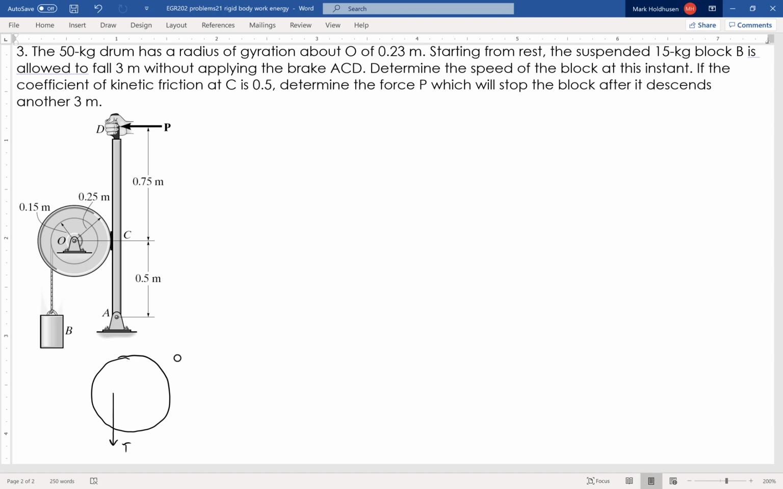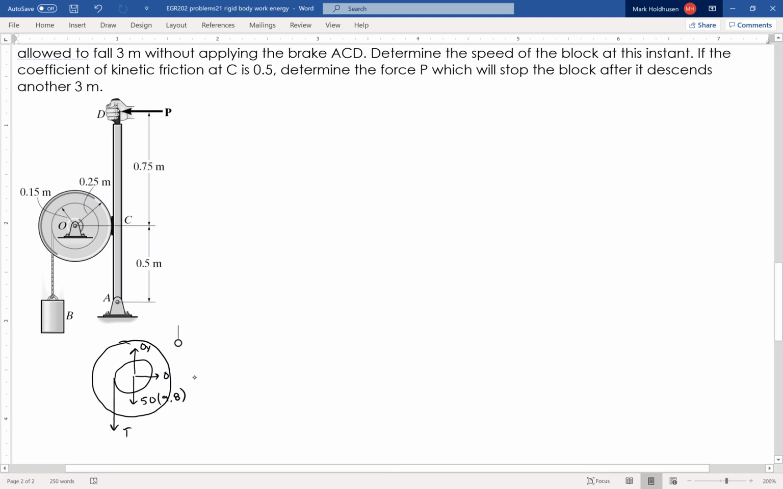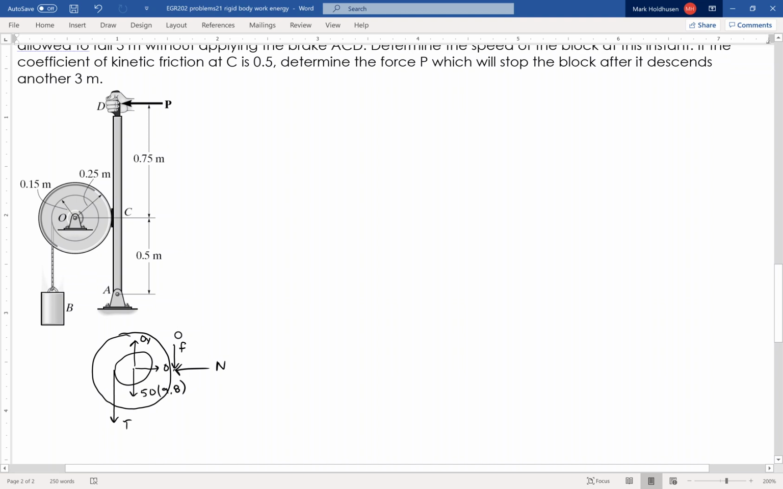Okay, I have, whoa, that's not what I meant to do. I have forces like this, where I've got mg pulling down on the drum, which is 50 times 9.8. I also have basically a pin joint, Ox and Oy, which is probably not going to be all that useful to me. Eventually, I'm going to have a normal force, and then a friction force, which is going to be pushing down, because this thing is going to rotate counterclockwise, so that friction has to oppose that, so it's going to create a clockwise force on it, like so. So that's my free body diagram on that guy.